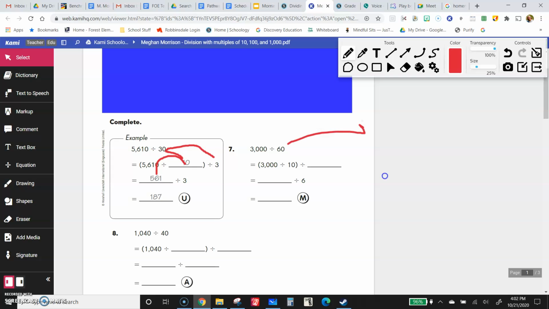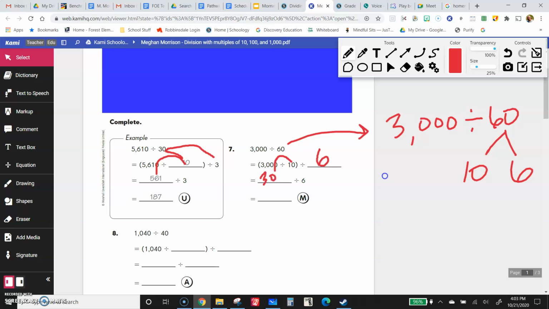So let's go over here and do one or more together. So if I have 3,000 divided by 60. Okay, well again, this 6 can be divided up into 10 times 6. So that's why they say 3,000 divided by 10. Then I'm dividing that by 6. Well, I'll take this 10, cancel out a 0. So now I'm just doing 300 divided by 6.